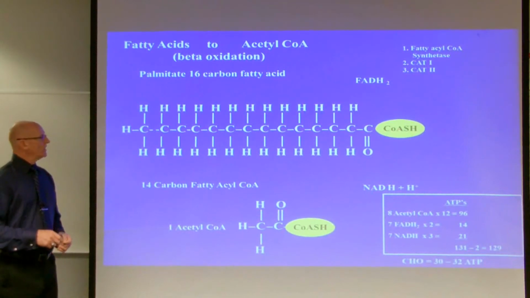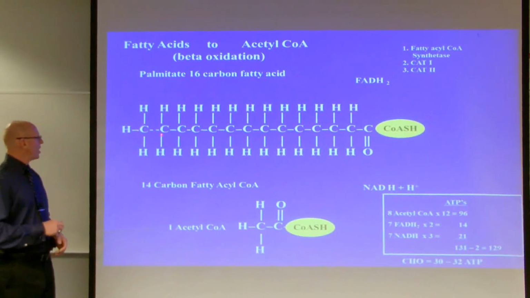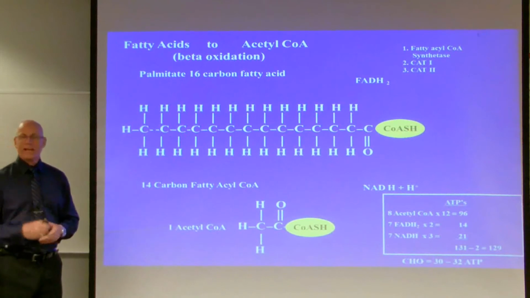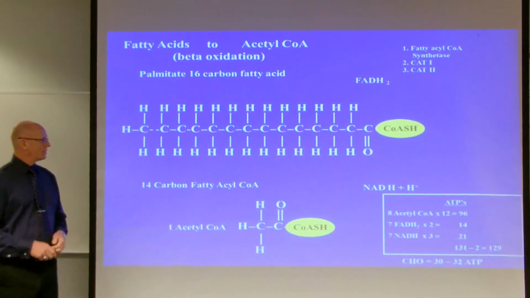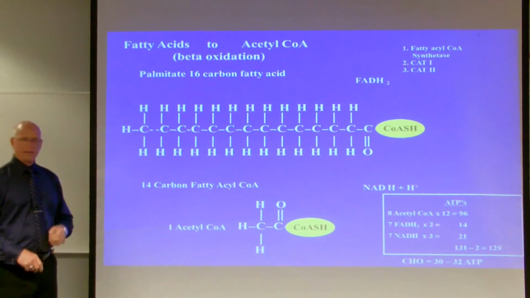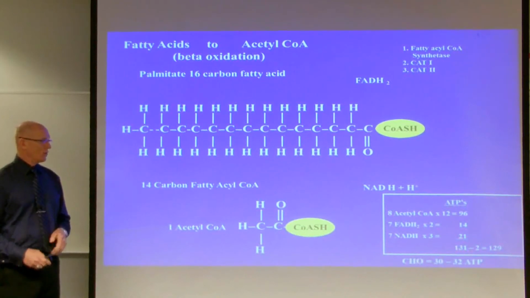Now, we only need 7 rounds of beta oxidation, because the last 2 carbons are not going to have to be oxidized. The coenzyme A will just attach there, and we won't need that last oxidation process. So there are 7 rounds of oxidation, and that will yield 7 FADH2s and 7 NADHs. For every FADH2, we get 2 ATPs, and for every NADH, we get 3 ATPs, so that is 14 plus 21, which will give us 35 ATPs.